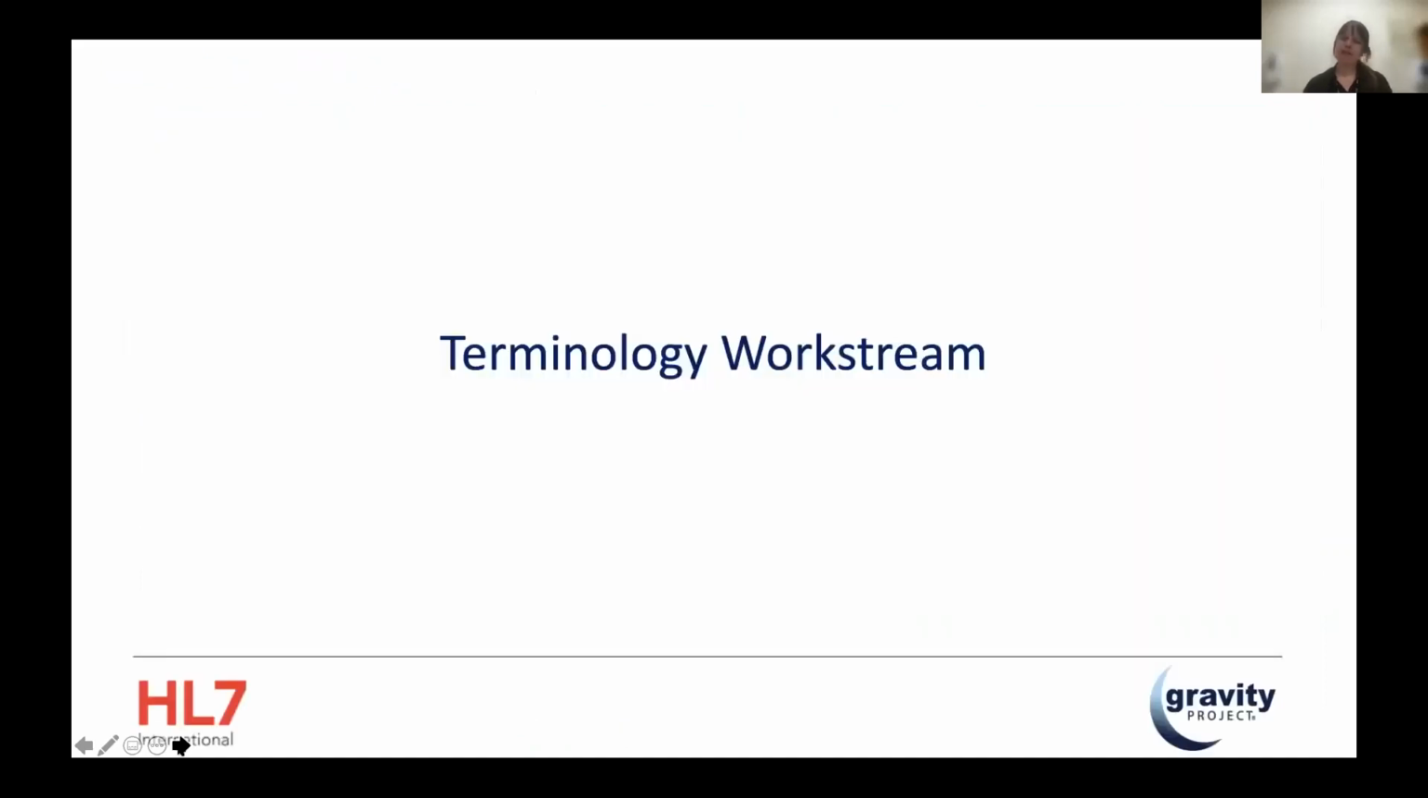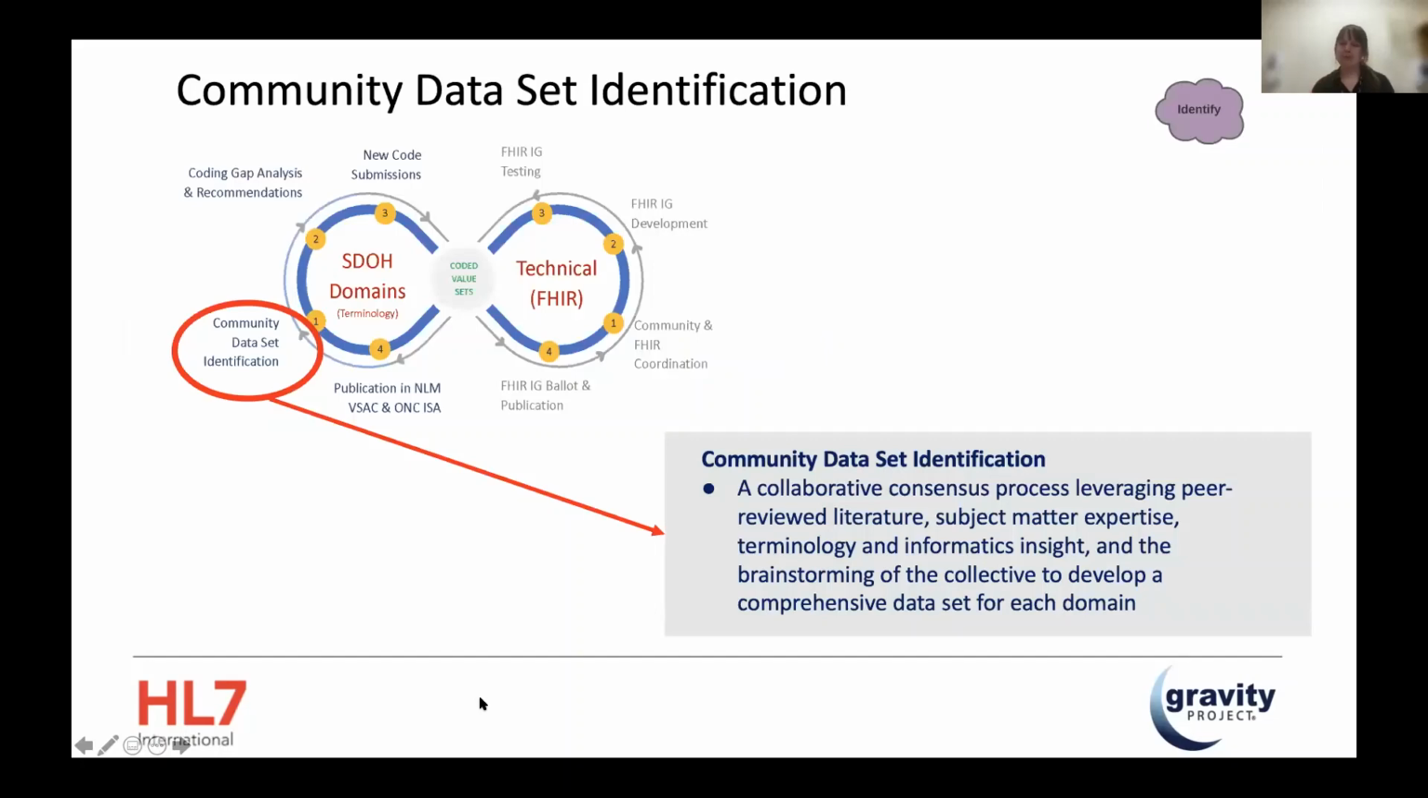I'm going to speak briefly regarding the terminology workstream, and then the technical workstream, then have some thoughts and considerations and go from there. Terminology is what I lead. I'm first going to speak to what exactly we mean when we say community data set identification, because this is the heart of what we do. Community data set identification is a collaborative consensus process that leverages peer-reviewed literature, subject matter expertise, terminology and informatics insight, and the brainstorming of the collective to develop a comprehensive data set for each domain of reference.